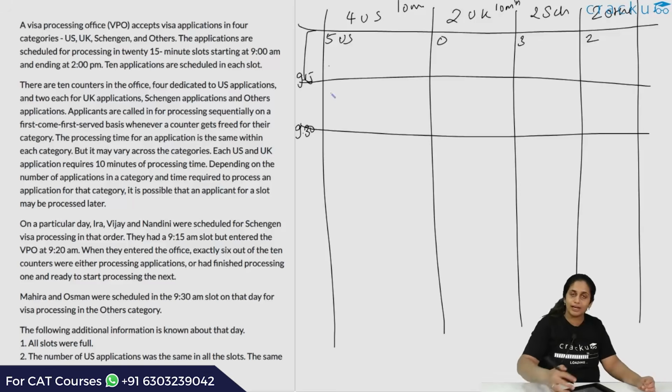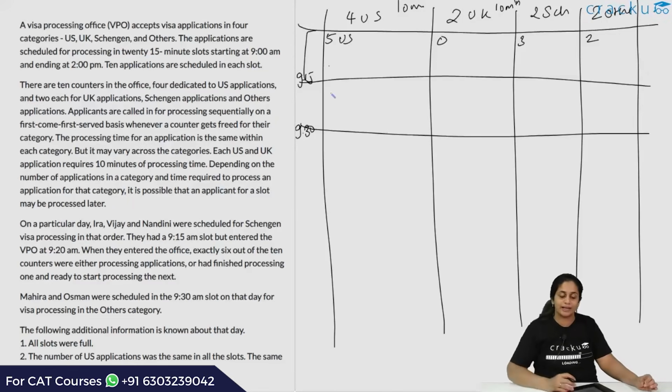So how will that be? I'll actually draw it out. But that is the basic idea, this is how the guys are distributed. Now it is given that Ira, Vijay and Nandini were scheduled for Schengen visa and they arrived late. Instead of coming at 9:15, they came at 9:20.